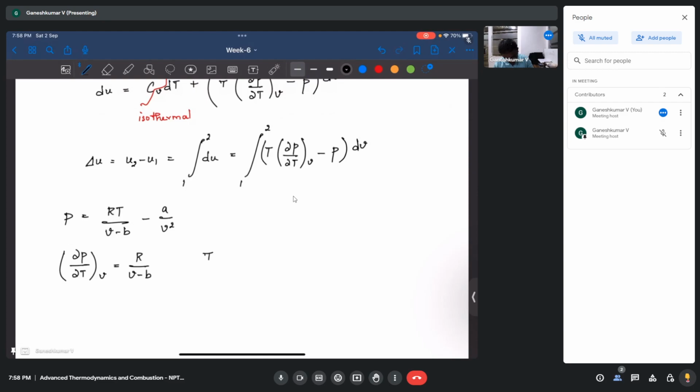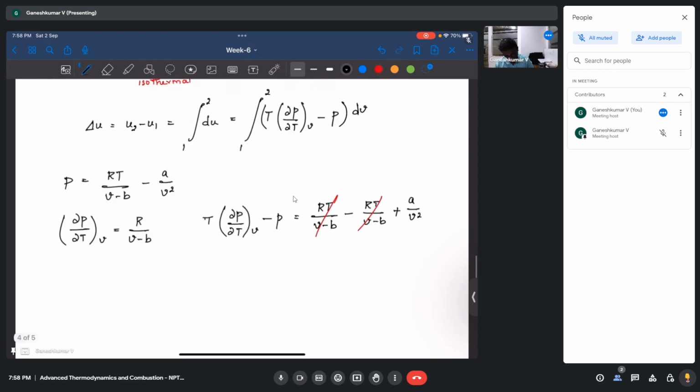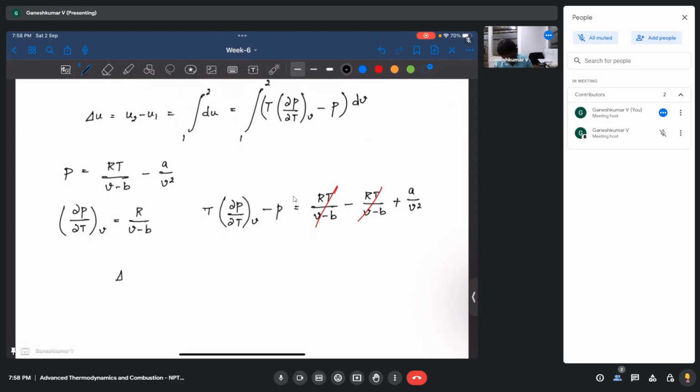Now let's multiply this by T, T ∂P/∂T. P is RT/(V − b) minus a/V². You can substitute from the equation of state: RT/(V − b) minus P gives plus a/V². So this and this get cancelled, and only a/V² remains. Substitute that in delta U. So delta U is nothing but the integral from 1 to 2 of a/V² dV.